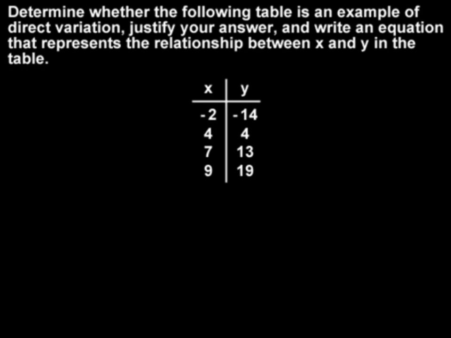Determine whether this following table is an example of a direct variation. So is it proportional? Can we find some number? How do we get from there to there? Here to here. Here to here. Is there an example? Can we multiply by something? That's what we're asking. And if it varies, then it's not correct.